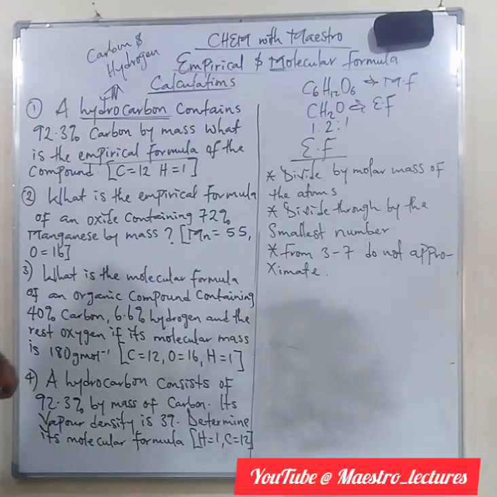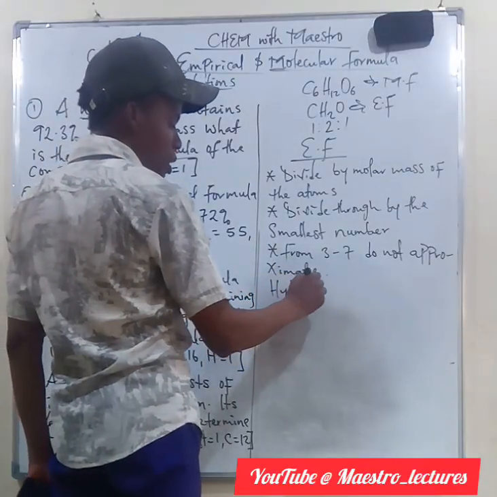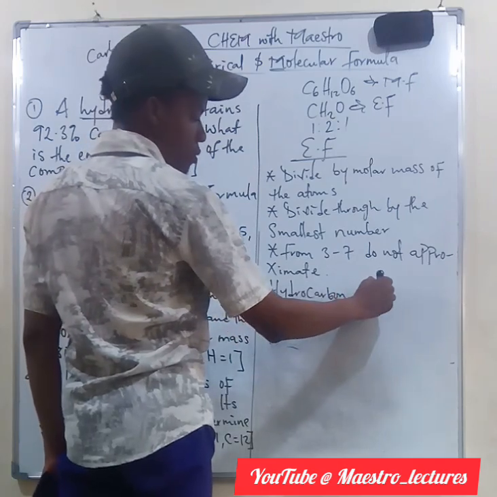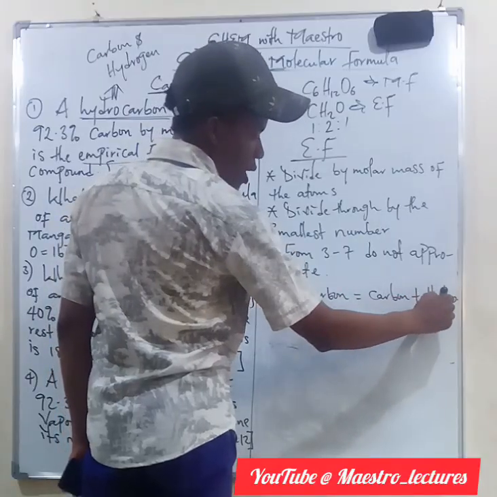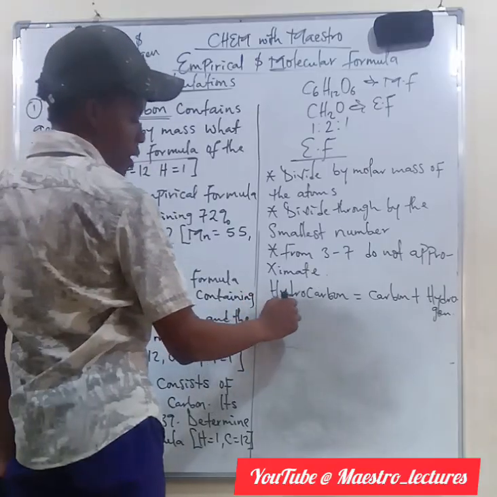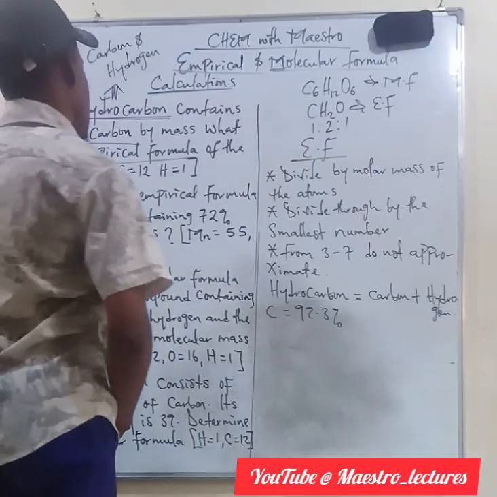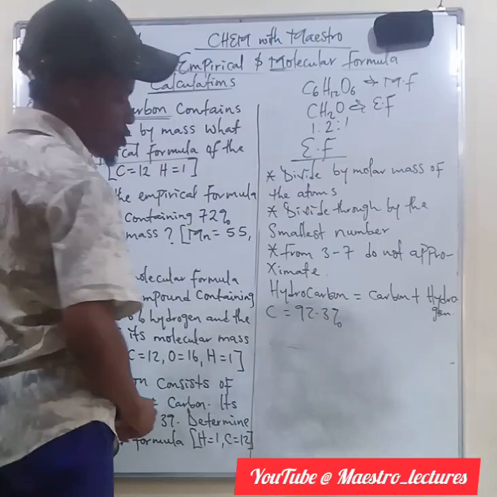So now let's come back. A hydrocarbon contains 92.3% carbon by mass. What is the empirical formula? So remember I told you that hydrocarbon is carbon and hydrogen. Now we were given the percentage of carbon, which was 92.3%. But we were not given the percentage of hydrogen in the hydrocarbon. But we can get the percentage of hydrogen. So how do we know?